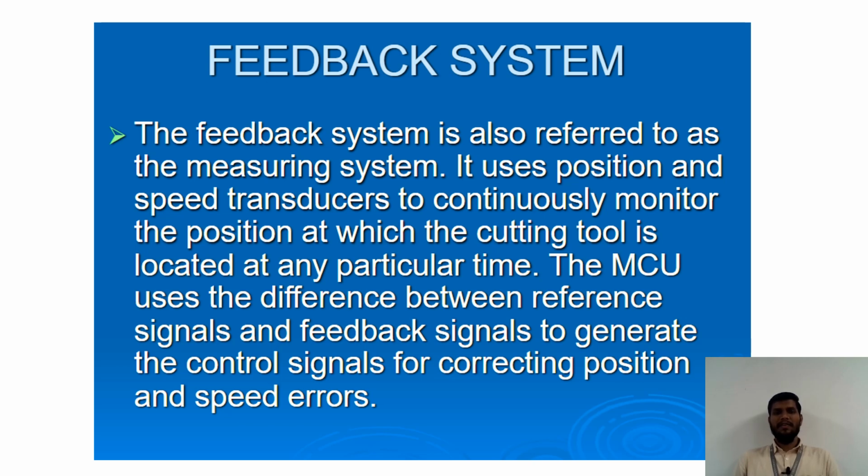Feedback system. The feedback system is also referred to as a measuring system. It uses position and speed transducers to continuously monitor the position at which the cutting tool is located at any particular time. The MCU uses the difference between reference signals and feedback signals to generate the control signals for correcting position and speed errors. So, the feedback system basically compares the input signal and the output signal performed by the machine. If there is any deviation between them, the feedback system will correct it.